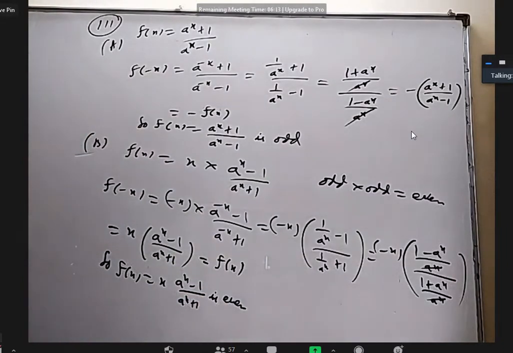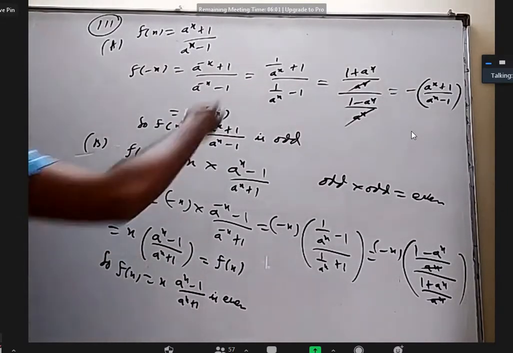So option A, we got an odd function. Option B is even, and they want even only. So option B is right. If somebody wants to check option C, it is odd. Option D is straightforward odd. Okay. You can just try it if you want.